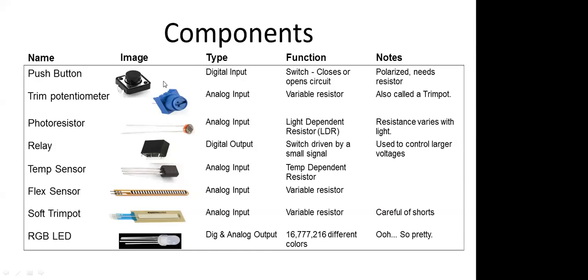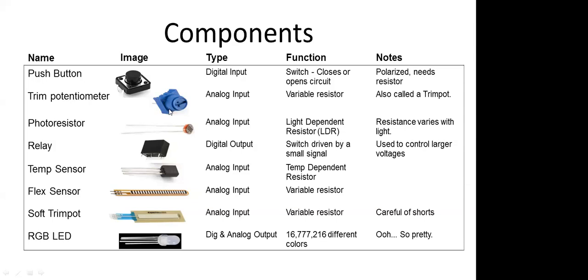Polarized means bipolar, so there is no polarity. It needs a resistance; you have to connect a resistance with this. I will let you know how you can use the resistance. Then the trim potentiometer. So you can use a trim potentiometer.